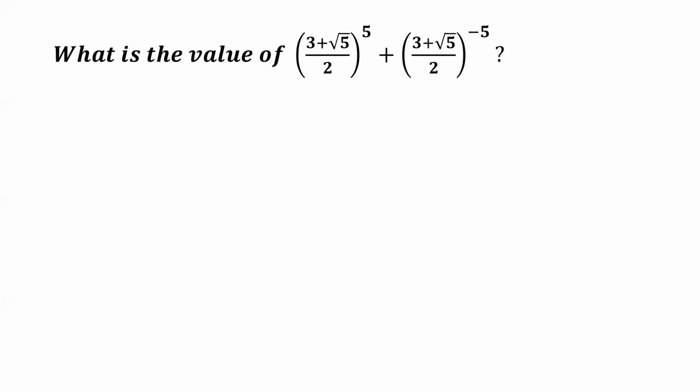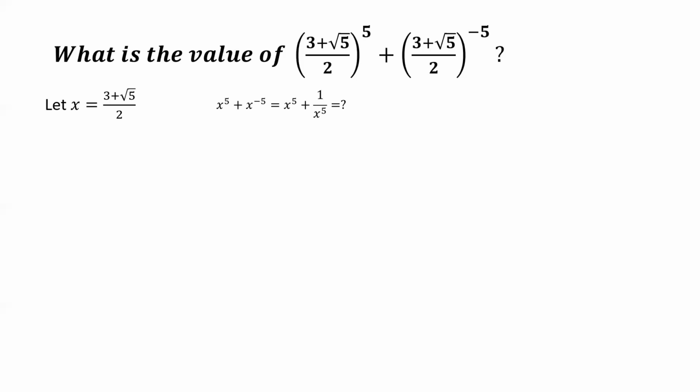So we start by letting a variable x be equal to (3 + √5)/2. Essentially, what we are asked to find is x^5 + x^(-5). And x^(-5) is 1/x^5. So it comes to the form x^5 + 1/x^5. That's what we have been asked to find.